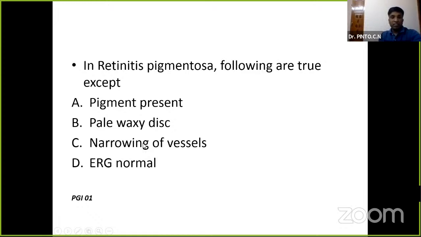In a case of retinitis pigmentosa, because the neurosensory cells, the photoreceptors, are lost, they won't elicit any electrical activity. So obviously the electroretinogram will not be normal, at least in dark adaptation. The ERG can be dark adapted or light adapted. Dark adapted will be subnormal in retinitis pigmentosa, depending upon the stage of the disease, so it can't be normal. Other things are absolutely correct: pigment present, pale waxy disc, narrowing of the vessels. So the correct answer is D, ERG normal. Hope you understood.